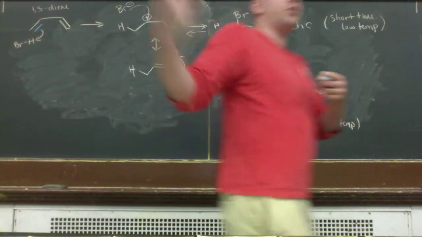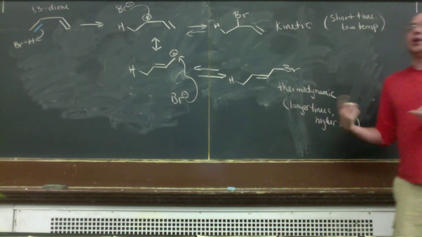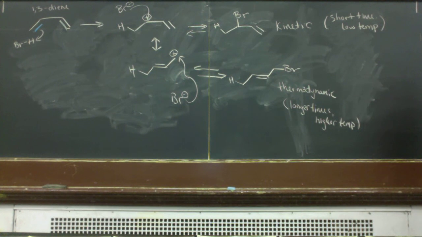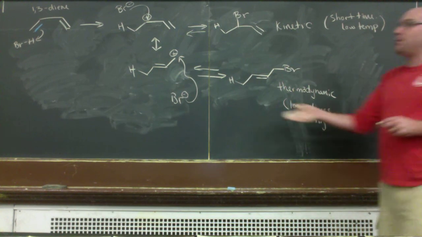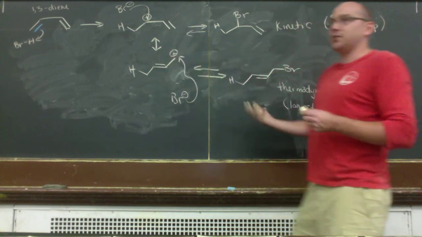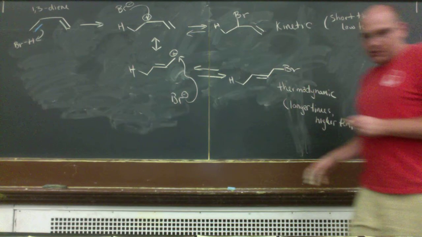next week, because I'm going to go through everything that I talked about today in a little bit more depth next Thursday. Okay, so this is the general idea of thermodynamic control versus kinetic control. And we start to see it with dienes, and what allows dienes to do this is this ability to have this sort of resonance stabilization. Okay. All right.